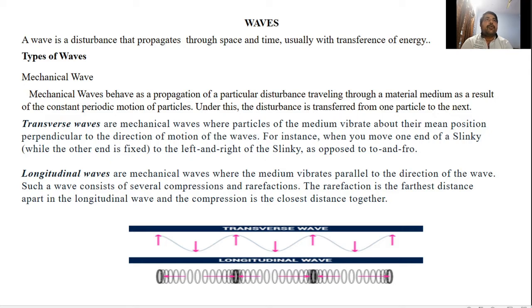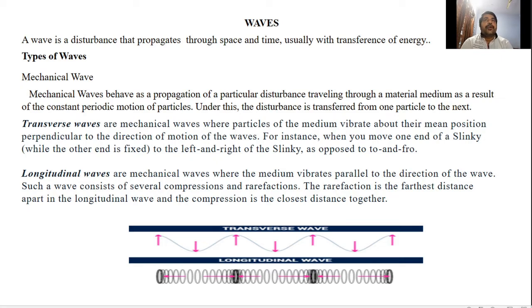Then we have to know what waves are. Wave is nothing but a physical disturbance that propagates through space and time. For example, when we drop a stone in a pond, it produces a water wave. That means the physical disturbance produces waves.